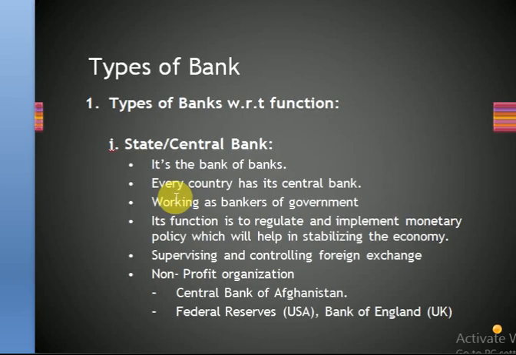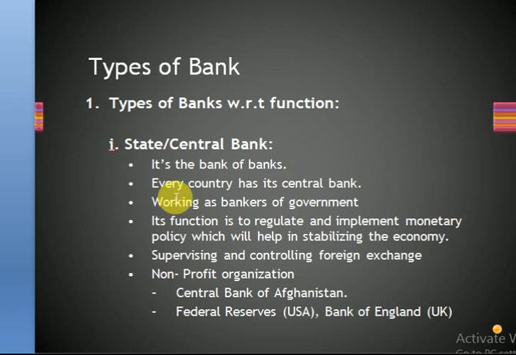Banks are classified into different types. The first one is classification with respect to the activity or the functions performed by the bank. On a function basis, the first type of bank is the central bank. This is also called the state bank or Federal Reserve Bank. So don't be confused; sometimes we say central bank, sometimes Federal Reserve Bank, sometimes state bank.